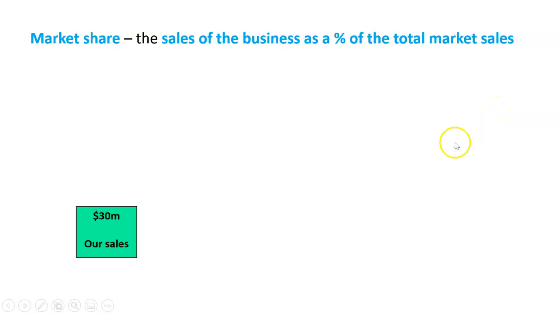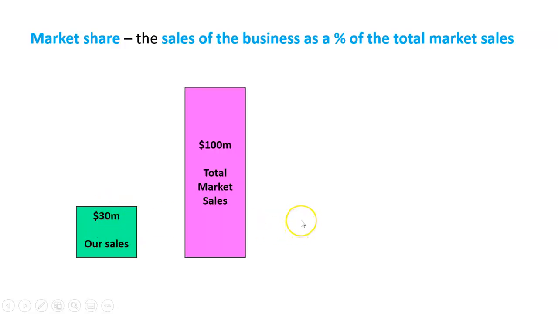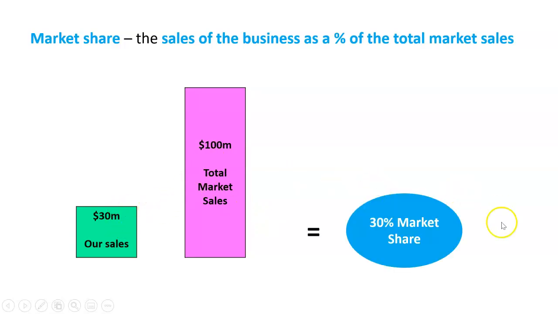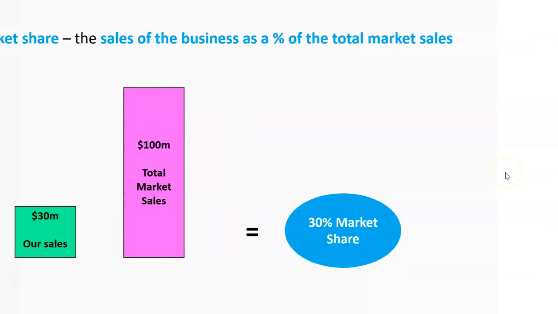So, for example, if our business had a product and we sold $30 million of that product this year, and the overall sales for the entire market of that product were 100 million, and that includes us, so our 30's in there, we would say our market share is 30%. So that is our percentage of the total market sales. 3 in every 10 of whatever this product is that are sold are from our business.